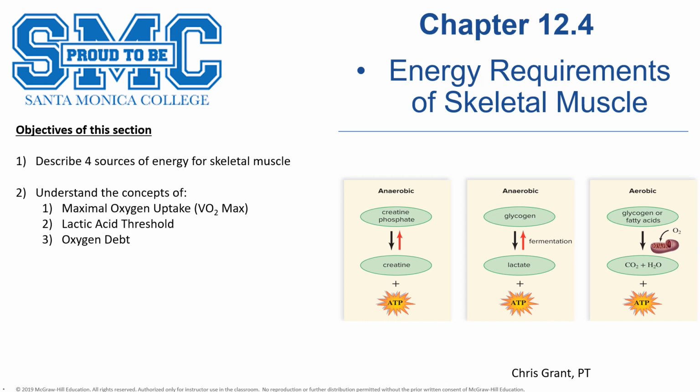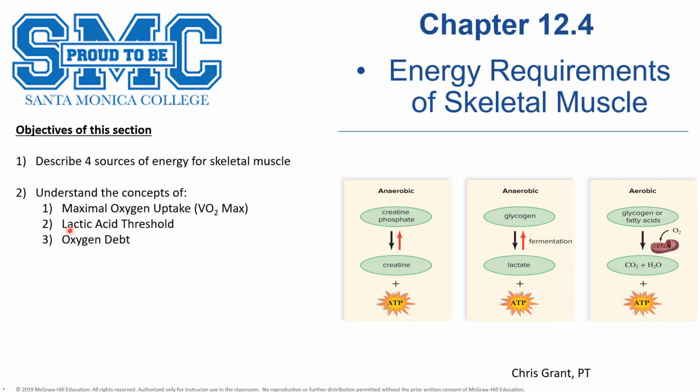In this section, we're going to look at 4 different sources of fuel that skeletal muscles will use to create their ATP so they can contract. And then we're going to look at 3 different concepts really quickly. Maximum oxygen uptake, or you may have heard it as VO2 max, which is how much oxygen your body can actually use at a time.